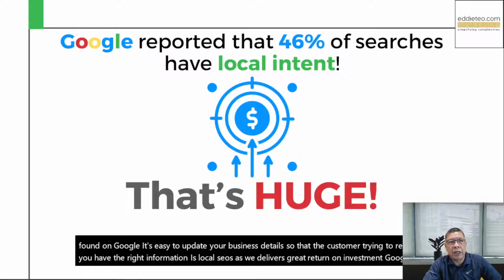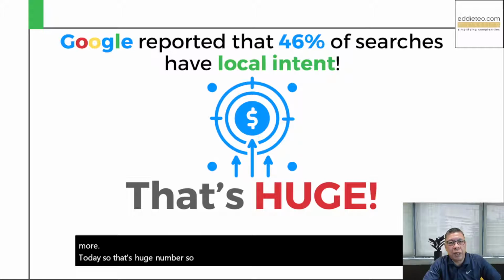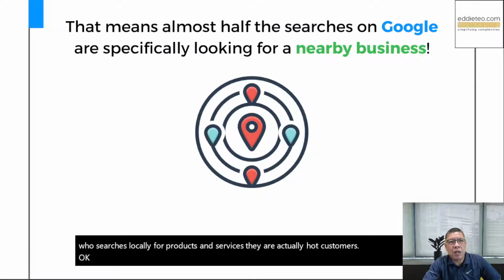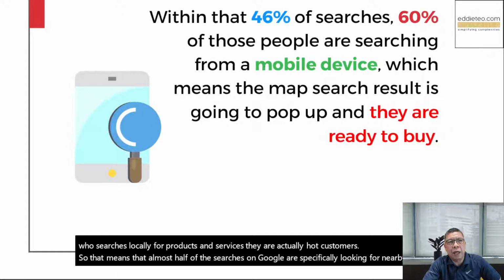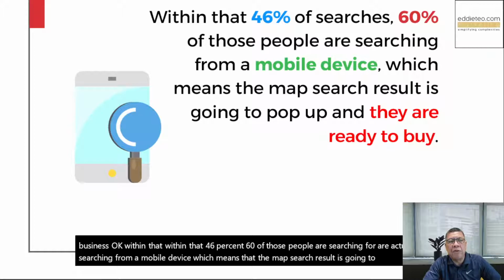Google has reported that 46% of searches have local intent. The figures are probably about 50 or more today. So that's a huge number. In short, that literally means that people who search locally for products and services are actually hot customers. Almost half of the searches on Google are specifically looking for a nearby business. Within that 46%, 60% of those people are searching from a mobile device, which means that the map search result is going to pop up and they are ready to buy.